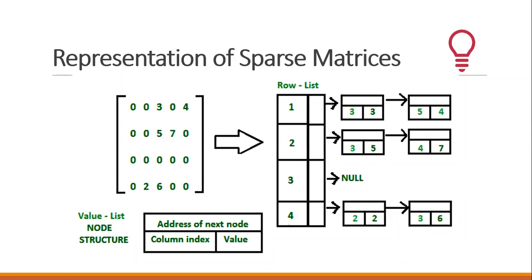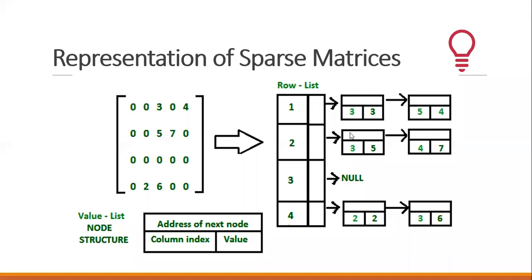Then if we talk about the second row, the first non-zero value is 5, which is located at column number 3. The second non-zero value is 7, which is located at column number 4. In the third row, all the values are 0, which means there are no non-zero values. In the fourth row, the first non-zero value is 2, and it is located at column number 2. And the second non-zero value is 6, which is located at column number 3.